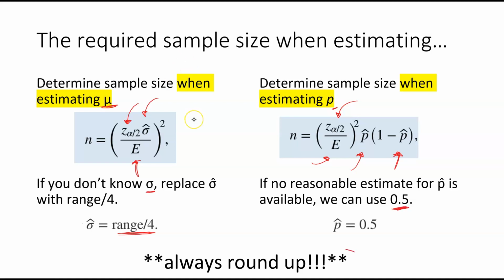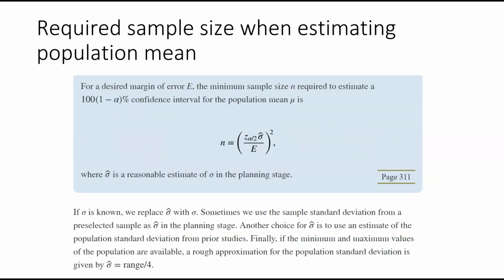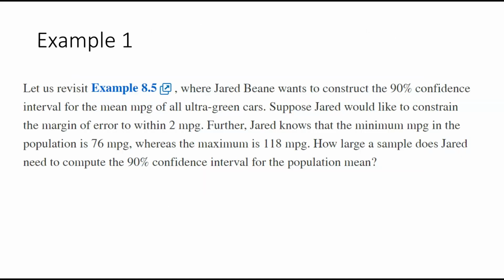But if we don't know the sample proportion, then we estimate 0.5. And what's really important here is that no matter what, we're going to round up because we're dealing with people and observations. You can't have 0.1 of a person or 0.1 of a study sample, so you want to make sure that you always round up, kind of forgetting your rounding rules. So again, we just covered this when we're dealing with the population mean. So let's do an example here.